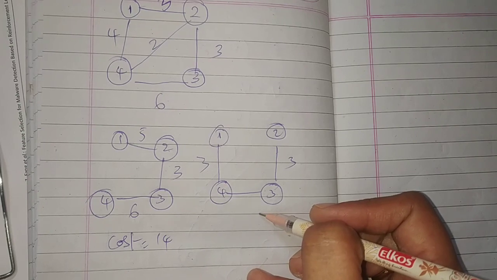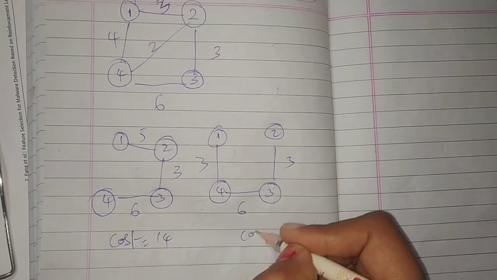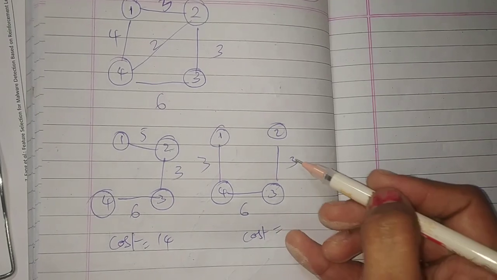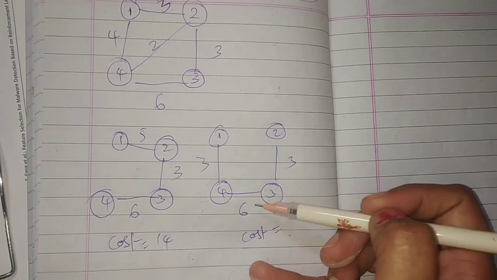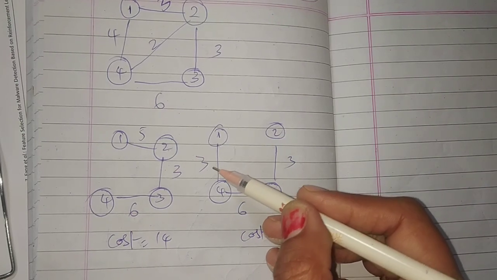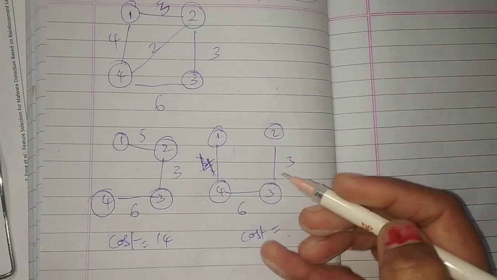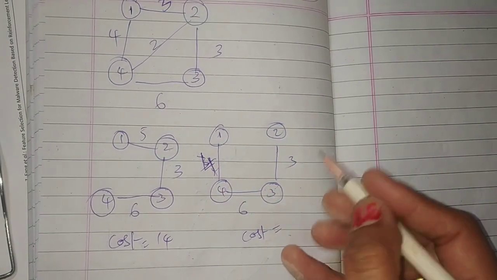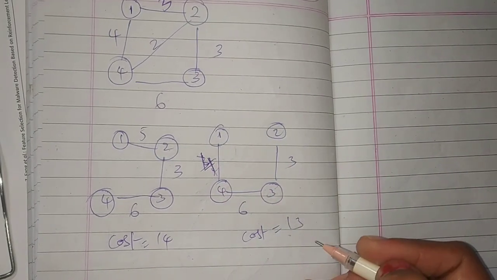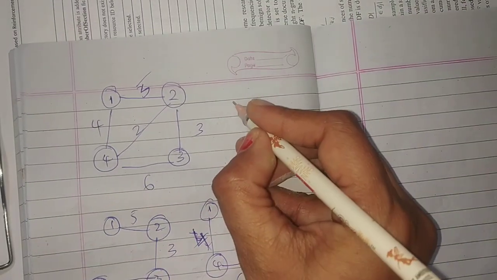Subgraph is nothing but a spanning tree, no problem for that. Now tell me the cost of this subgraph. 3 plus 6, 9 plus 3. Is it 3? No, 1 to 4, 4, right? So 4 plus 6, 10. 10 plus 3, 13. Understand? And any other, you take one example, other example.